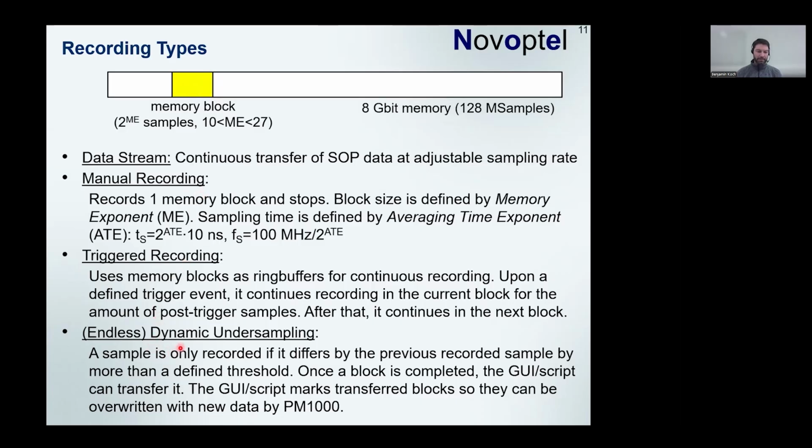So the next recording type is dynamic undersampling, endless recording. This goes through the blocks one by one, but it stores a sample only if it differs from the previous sample by a defined threshold. This saves a lot of memory space if the polarization changes that are measured are very small. And so you can cover a lot of time with the memory and keep up with transmitting the memory to the PC, and then again mark these blocks as transferred, and the polarimeter can overwrite them.